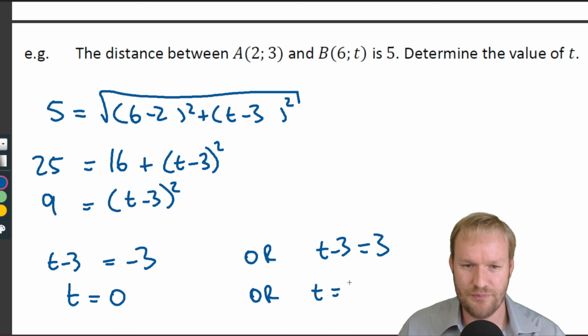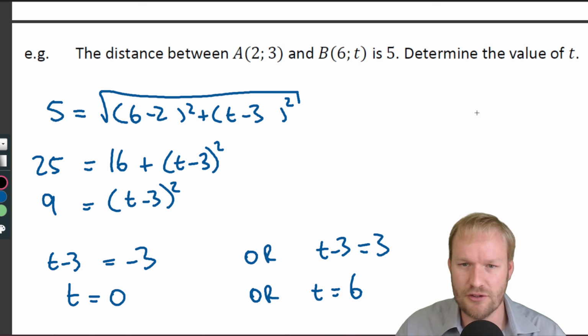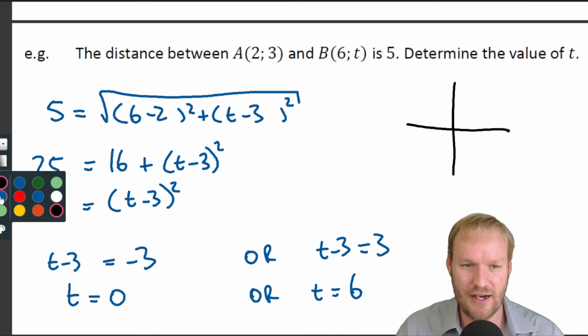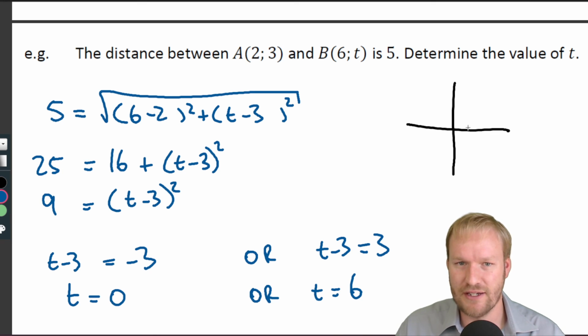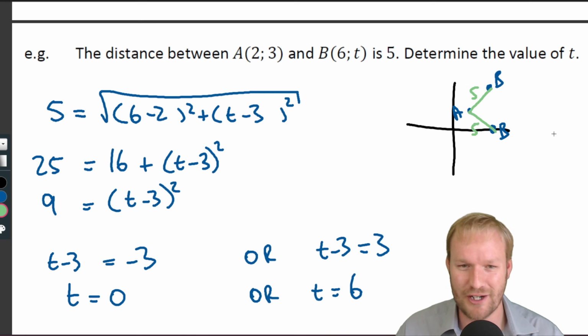Now I'll leave it to you to do a little sketch here to see what's going on, because I think it's an interesting idea of, well, A is at 2, 3, and B is at 6, t, and why there are two possible values of t to give you the same distance. Both of those were 5. Think of the isosceles triangle from before.